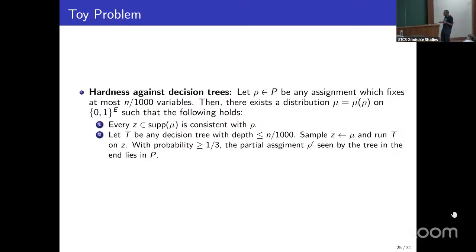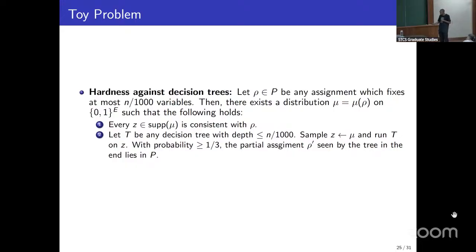And here is the most interesting property, hardness against decision trees. What this means is the following. Let rho be any partial assignment in P, which fixes at most n/1000 many variables. Then there exists a distribution mu on the unfixed variables such that the following holds. Let T be any decision tree with depth at most n/1000. So sample input according to mu. Note that this input is consistent with rho, and run this decision tree on this input.